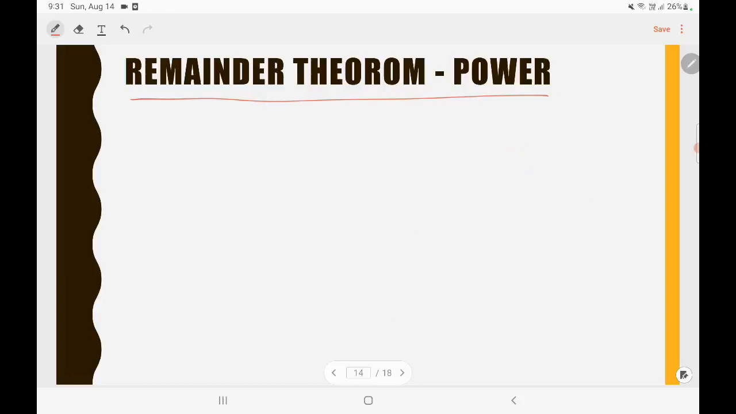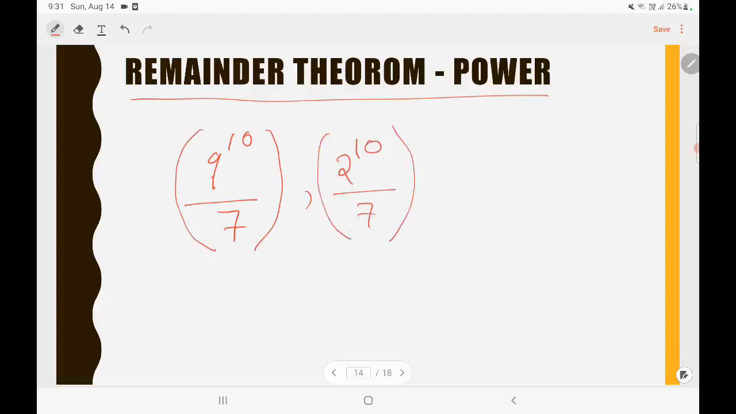Now we will take another example. Let's say 9 raised to 10 divided by 7. So I can write it as 9 divided by 7, you will get a remainder of 2. So this is similar to 2 raised to 10 divided by 7. So the remainder when 9 raised to 10 is divided by 7 and 2 raised to 10 divided by 7 will be the same. So I am taking 2 raised to 10 divided by 7.